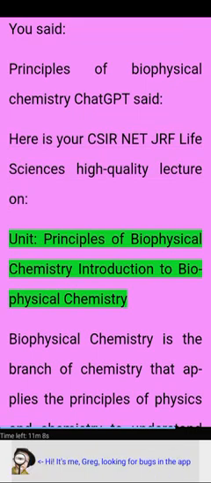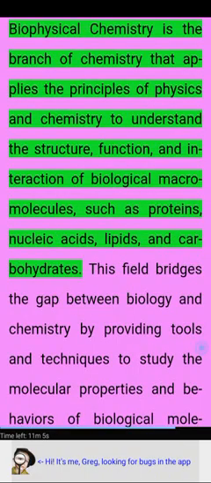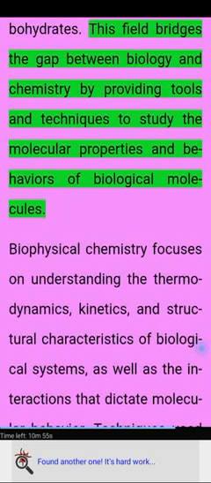Introduction to Biophysical Chemistry. Biophysical chemistry is the branch of chemistry that applies the principles of physics and chemistry to understand the structure, function, and interaction of biological macromolecules, such as proteins, nucleic acids, lipids, and carbohydrates. This field bridges the gap between biology and chemistry by providing tools and techniques to study the molecular properties and behaviors of biological molecules.